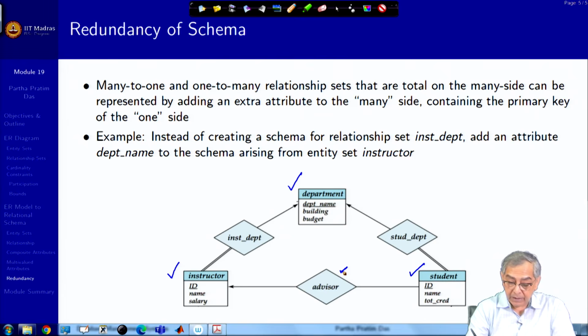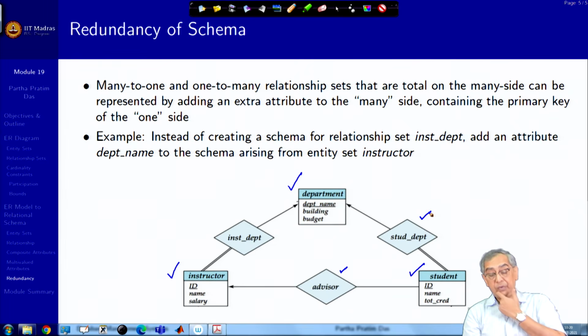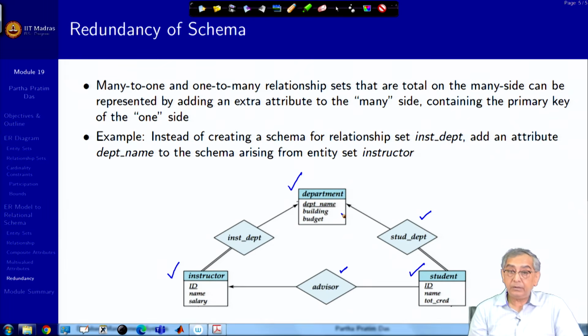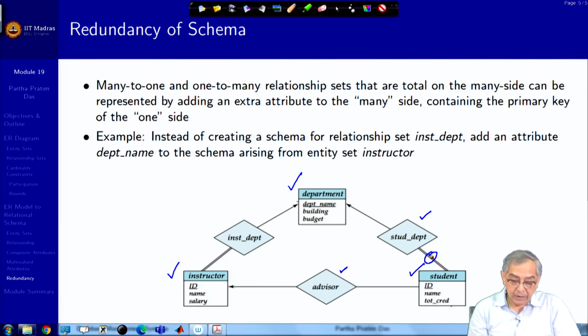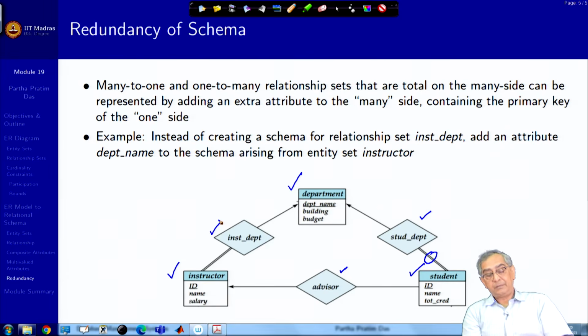The other is the student department, that is, which department does a student belong to. This is also many to one, but with the specificity that on the student side this is total, which means that I cannot have a student who does not have a department, right. It is a total part. So, every student must be there in the stud-dept relationship, which means that no student can be there without a department. Then the inst department is a similar relationship, but between the instructor and the department, again that is also total.